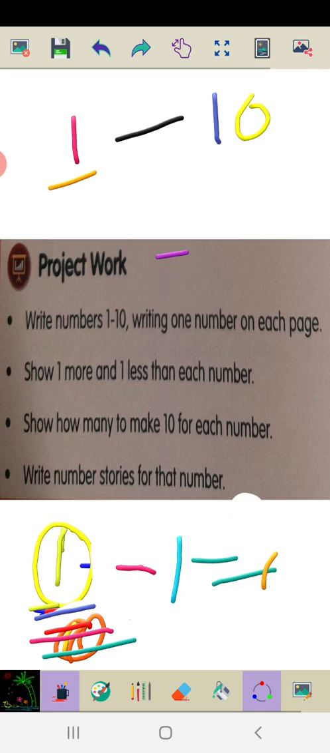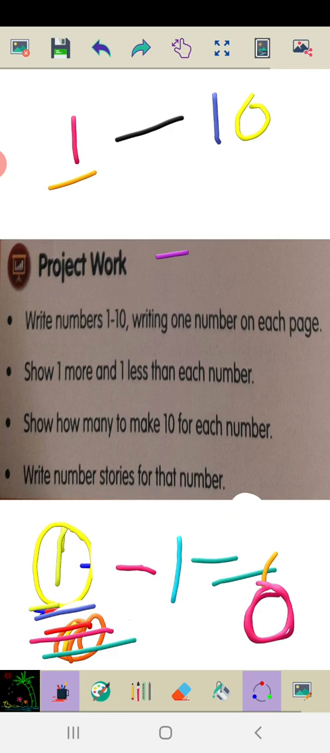For example, you have 1 chocolate and after some time you ate that chocolate. Then how many chocolates are there with you? You have nothing with you now. So when you have nothing with you, what will you call it? This is 0. When you have nothing, it is 0. So I have done it for the number 1. Similarly you need to do it for the remaining numbers.